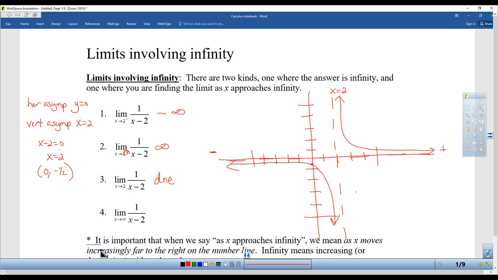So I wrote a little note here for you at the bottom. It's important that when we say as x approaches infinity, we mean as x moves increasingly far to the right on the number line. So here, x is 2, and then 4, 5, 6, 7, 8, 9, 10, and then eventually 100, and then 1,000.